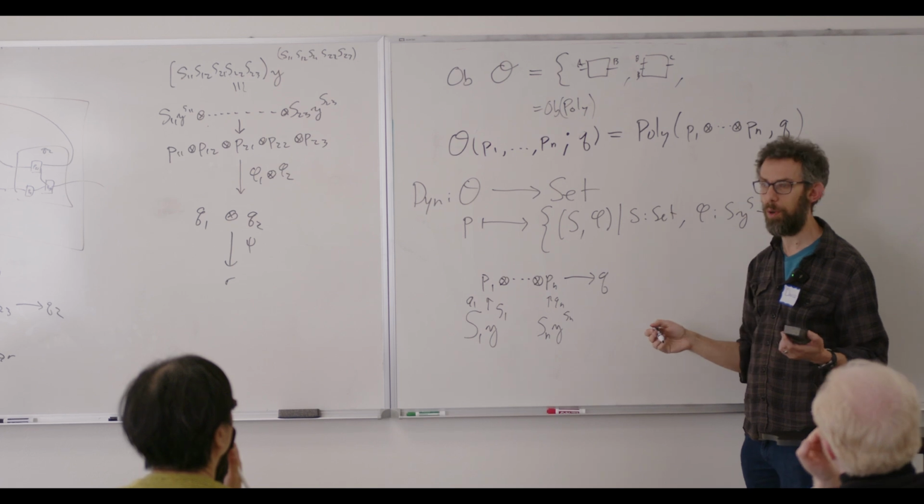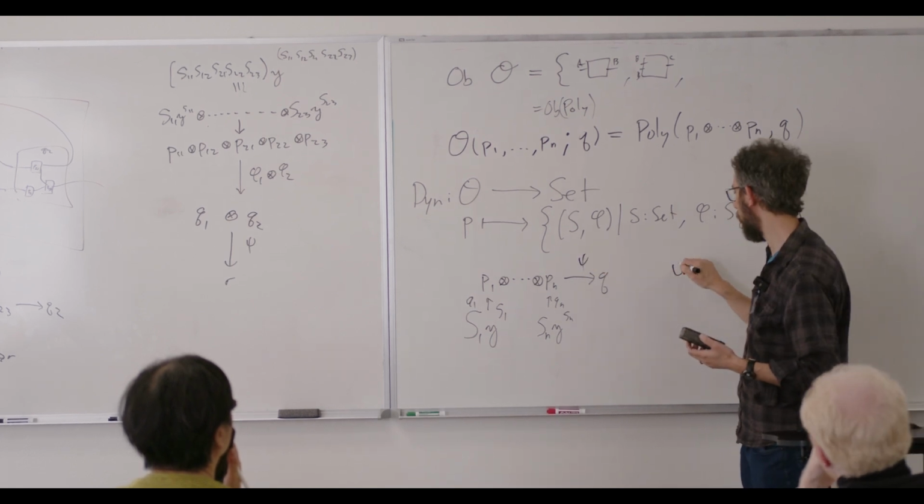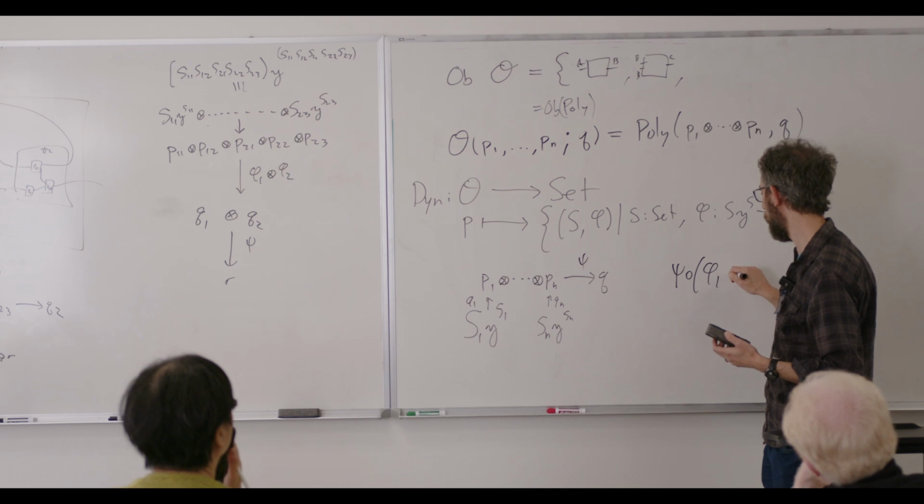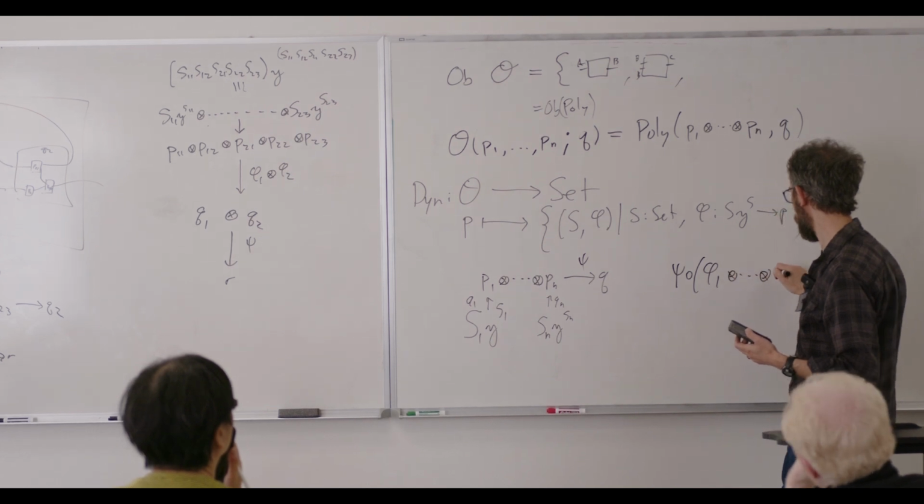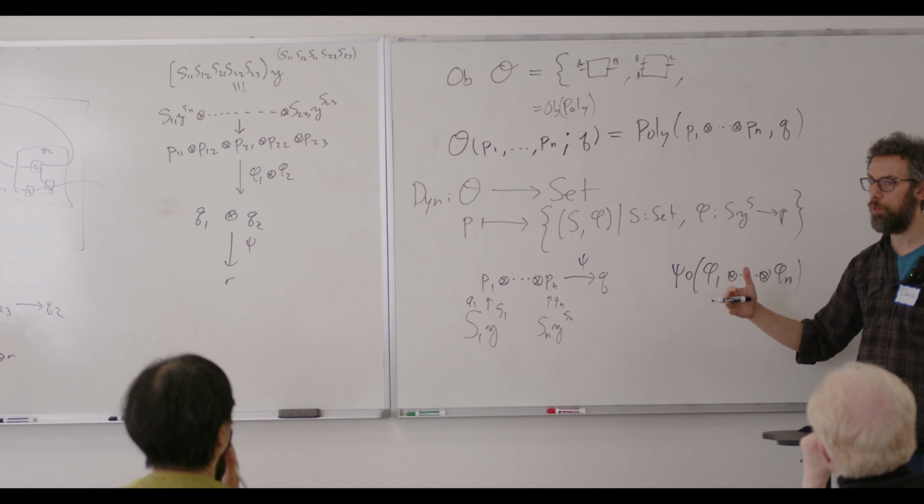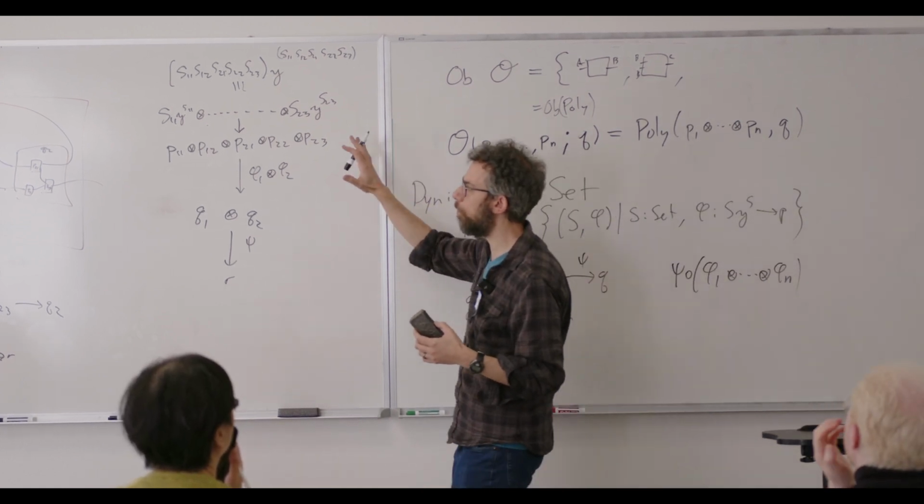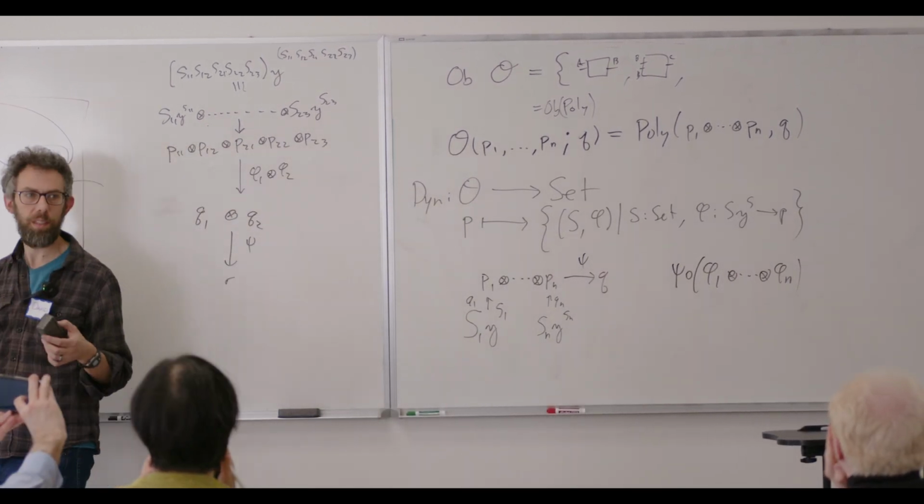And so what we do is we take psi and we do psi composed phi 1 tensor phi n. And I know this was too fast, but if you know operads a little bit, then what you're seeing here is what we wrote over here, but organized in the sense of operads.